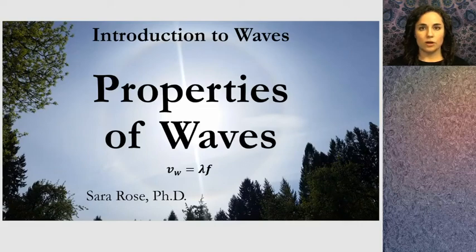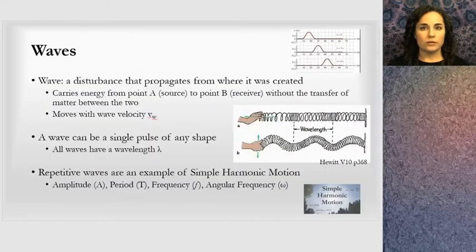This is a lesson on properties of waves in the simple harmonic motion in waves unit. To begin with, I want to just talk about what a wave is defined as. A wave is defined as a disturbance that propagates from where it is created. And for me, this is the most major property of a wave, is that it carries energy from point A, your source, to point B, a receiver, without a transfer of matter between the two.